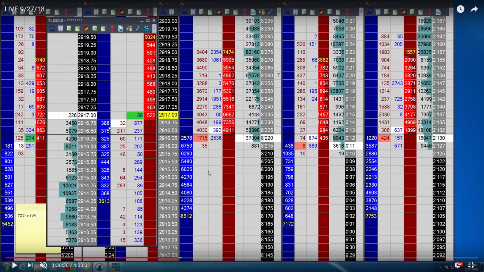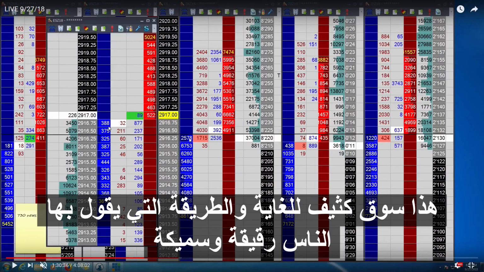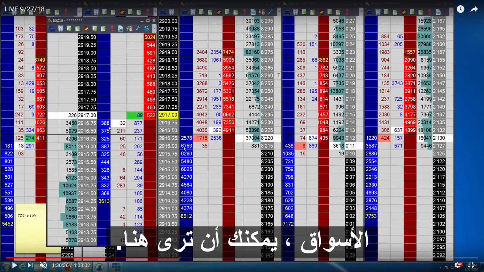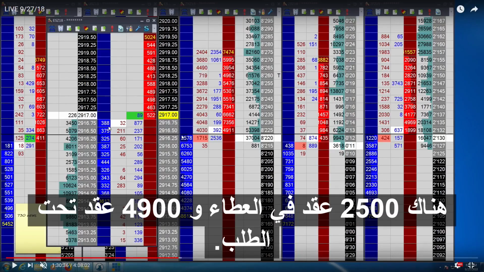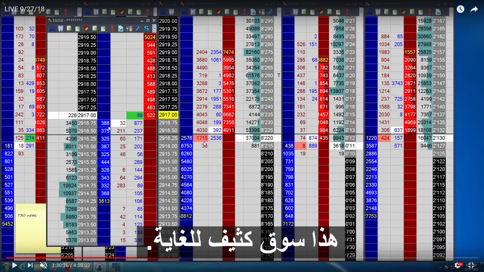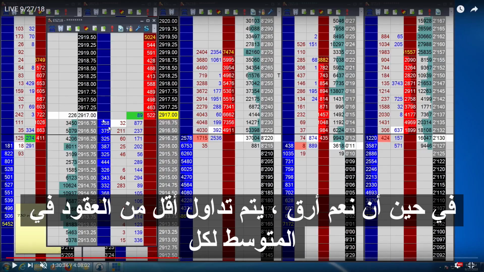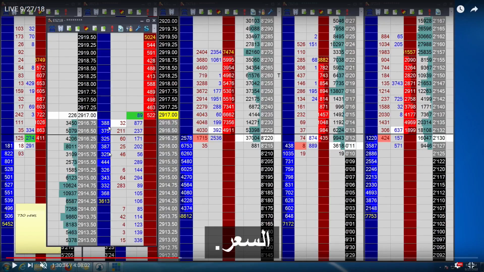Now, I want to sidetrack a little bit. You see this market next to it. This is the 10-year. This is a very thick market. And the way people say thin and thick markets, you can see here there's 2,500 contracts on the bid and 4,900 contracts on the ask. That's a very thick market. A lot of contracts trade at any given time in this market, whereas the ES is thinner. Way less contracts trade on average per price.